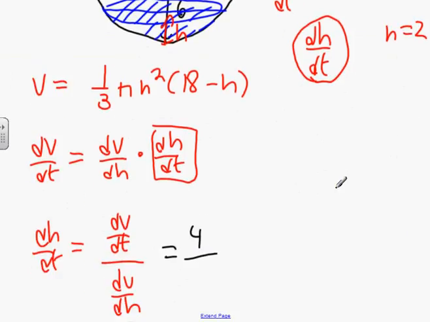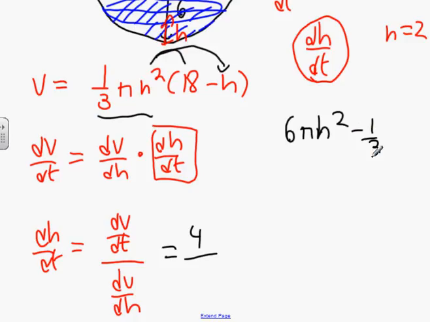Now we have to find dV/dh. So what's dV/dh, guys? Differentiate. What type of rule? We have two options here. We can do the product rule, or we could multiply out and do a simpler version. I'm going to multiply out. Multiply a third pi h squared by 18, and what do you get? 6 pi h squared. Multiply your third pi h squared by another h, and what do you get? Minus a third pi h cubed. That's V.